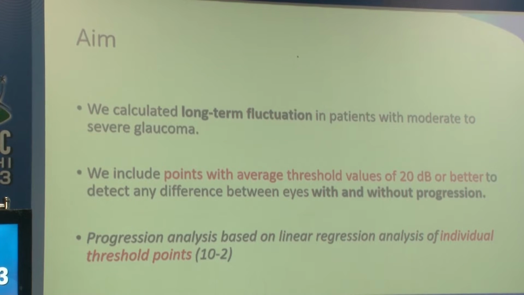So the aim of our study was to calculate long-term fluctuation in patients with moderate to severe glaucoma. We compared the eyes with progression and without progression, and we judged progression based on 10-2 PLR analysis. And we included only threshold values with an average threshold value better than 20 decibels.